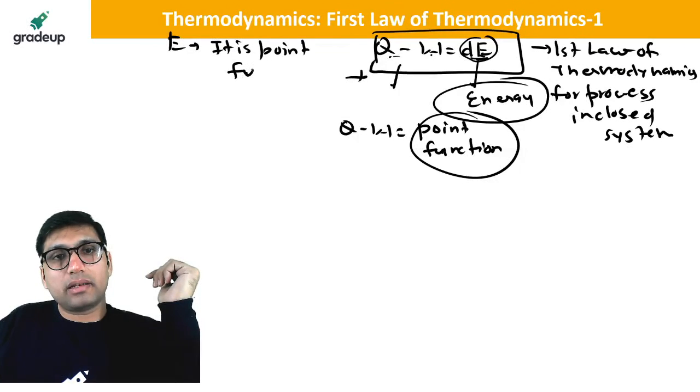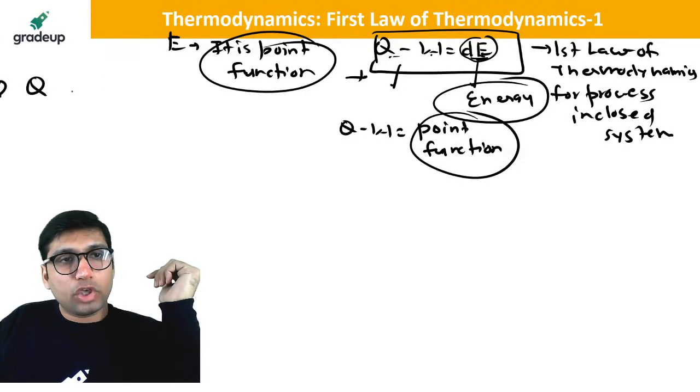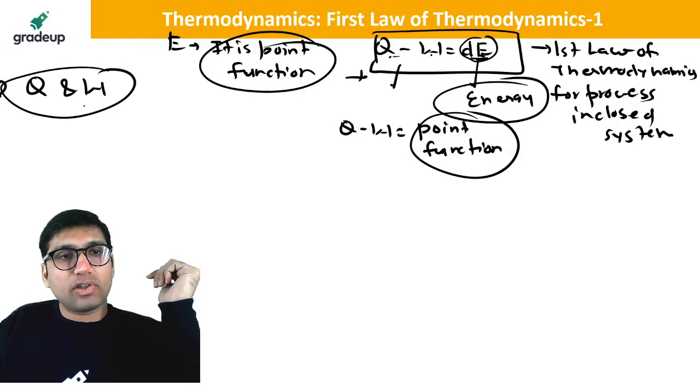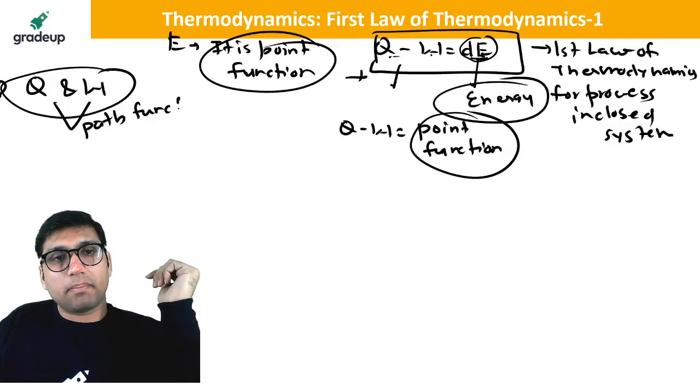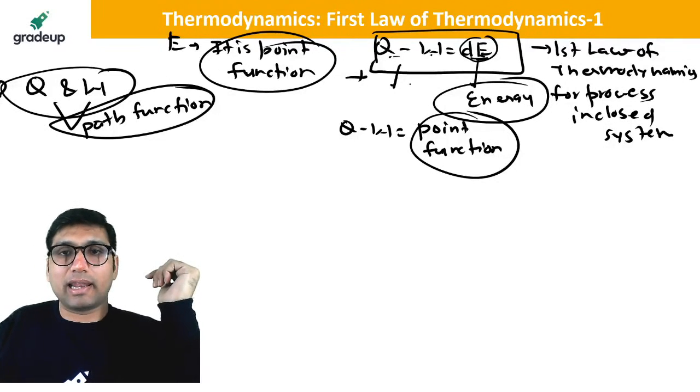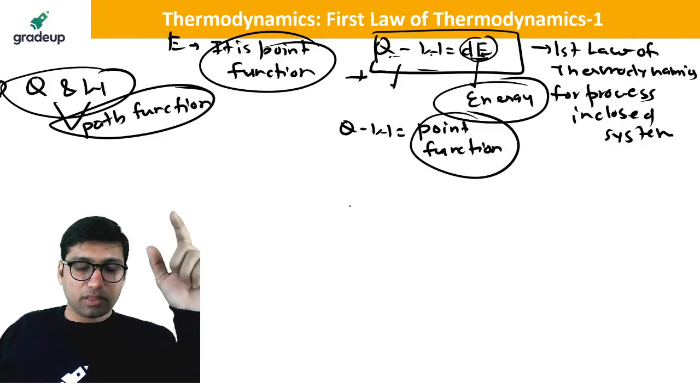That is why Q minus W will be taken as a point function. But Q and W individually are path functions. Individually they are path functions, but the difference Q minus W will be taken as a point function. Okay, this is a very important thing.